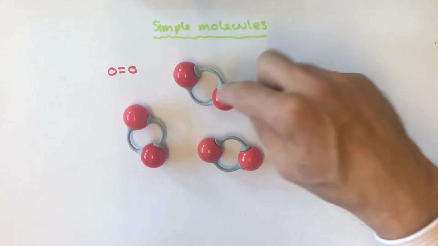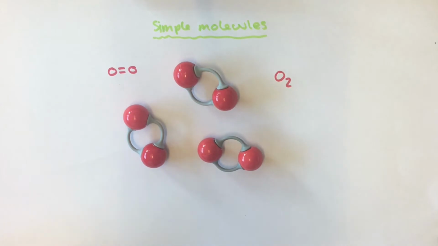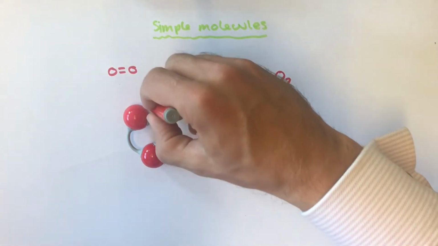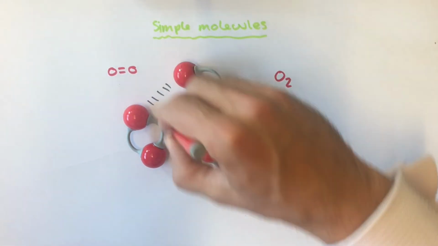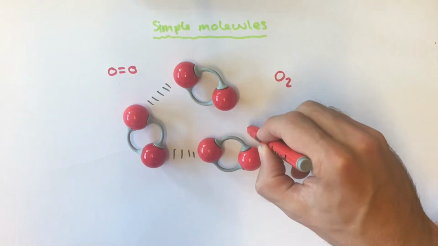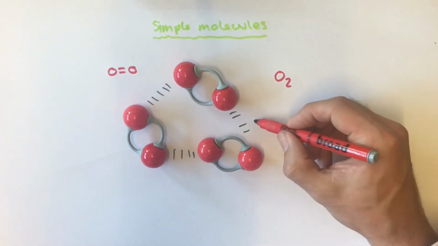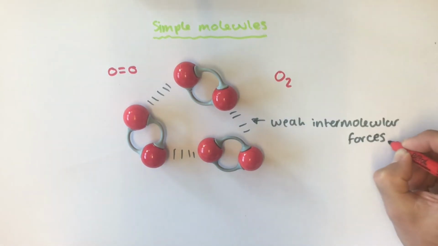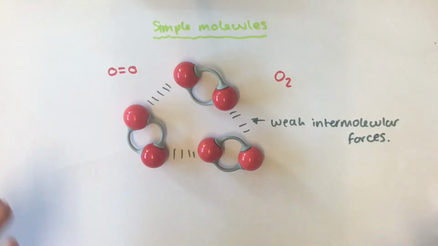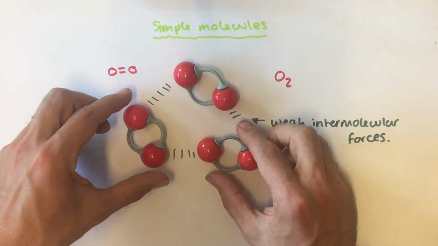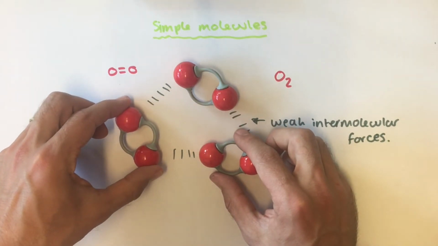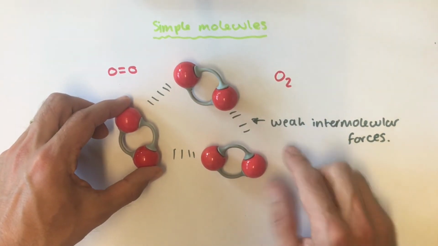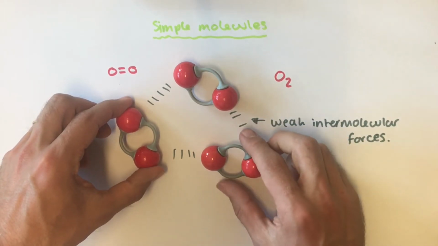Now, the molecules themselves are held together here by very strong covalent bonds. Now, between these molecules are weak forces which hold these molecules together. So these are weak intermolecular forces. Now, these weak intermolecular forces that hold the molecules together don't need much energy to actually break them apart. So there's very little energy required to overcome these weak forces. So very, very little amount of energy required to overcome the force.